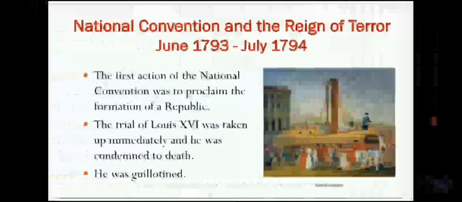National Convention and the beginning of the Reign of Terror, June 1793 to July 1794. The first action of the National Convention was to proclaim the formation of the Republic. The trial of Louis XVI was taken up immediately, and he was condemned to death. He was guillotined.